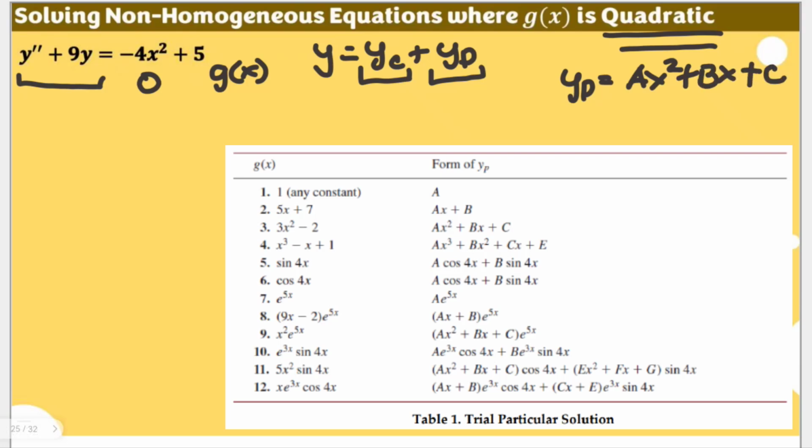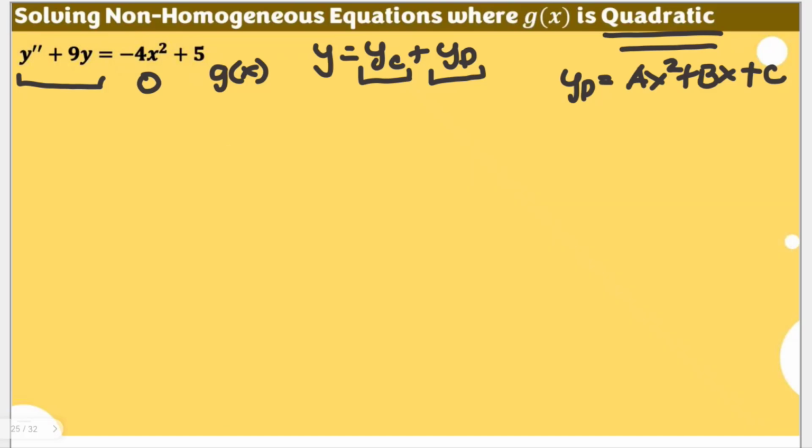And later on in the second part of this video, we are going to solve for the coefficients a, b, and c so that we could have our y sub p that will be added to our y sub c to form our general solution of this given equation. So first, let's start with y sub c.